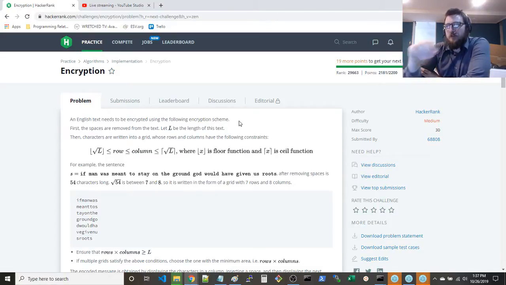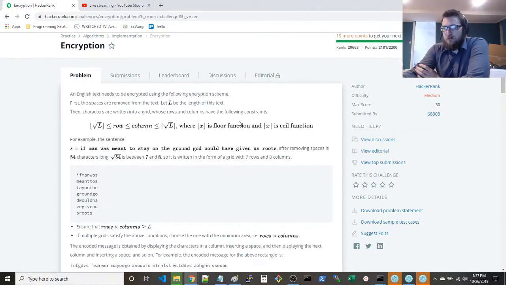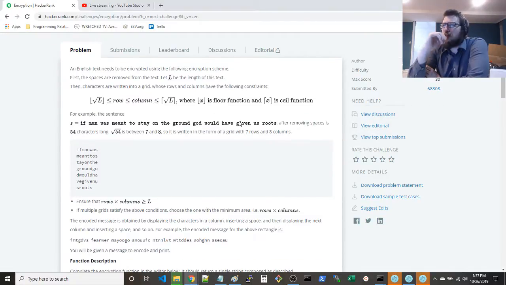So let's see. An English text needs to be encrypted using the following encryption scheme. First, the spaces are removed from the text. Let L be the length of this text. Then, characters are written into a grid whose rows and columns have the following constraints: the floor of the square root of L is less than or equal to rows, less than or equal to columns, less than or equal to the ceiling of the square root of L. This is the floor function, this is the ceiling function. So the floor of the square root of L and the ceiling of the square root of L, and the rows will be less than or equal to the columns.